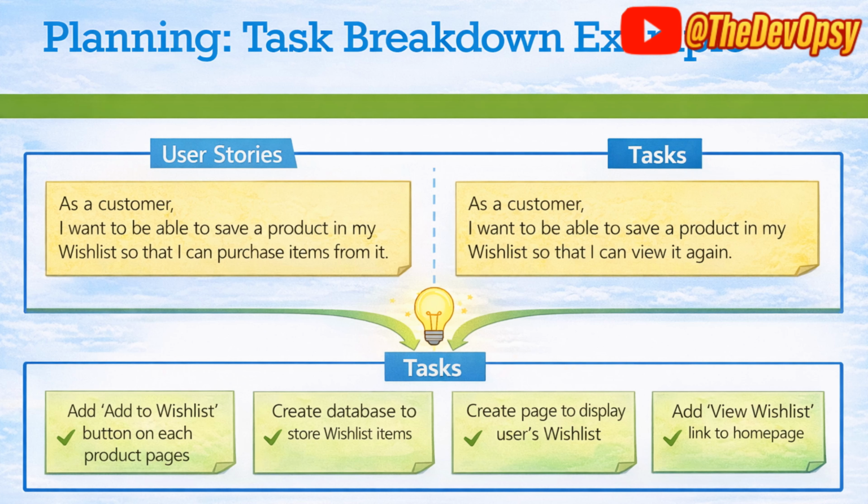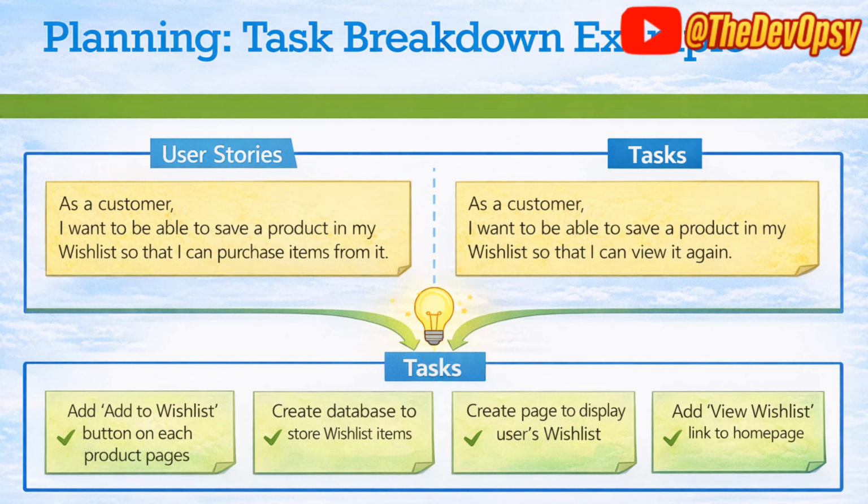Now, breaking down of tasks. This is breaking down a story into tasks. So this is what planning looks like. I have a few stories. Maybe my team has created a few stories in the backlog, and we already have them. Now that particular user story has to be broken down into tasks. So, as a customer, I want to be able to save a product in my wish list so that I can purchase the item later.